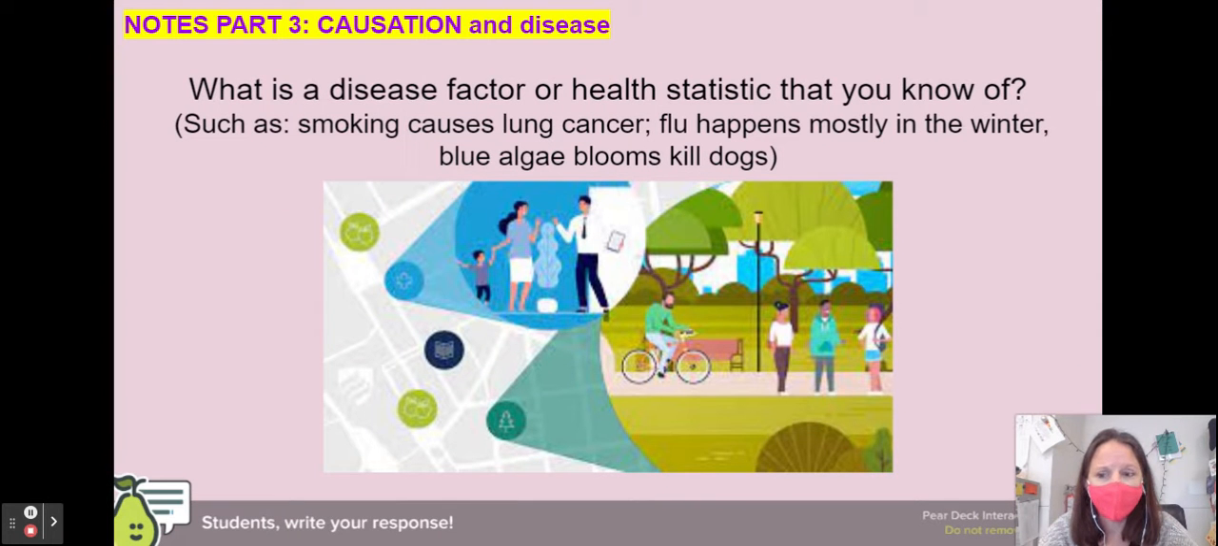This is going to be a pair deck, so make sure that you open the link in the materials folder to get access to the actual pair decks where you can write in your responses. The first question is, what is a disease factor or health statistic that you know of? For example, and don't use these examples as yours, one example would be smoking causes lung cancer, or flus happen mostly in the winter, or blue algae blooms kill dogs. So what's another disease factor and the disease that it's actually correlated with or causes?